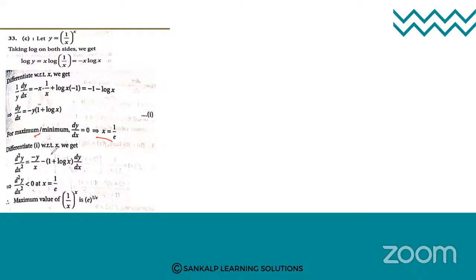Now differentiating with respect to x, we get the second derivative. The second derivative is negative, which means it is having a maximum at x is equal to 1 upon e. On simplifying, we get the maximum value. The maximum value of 1 upon x to the power x is e raised to 1 upon e. So e raised to 1 upon e is the answer.